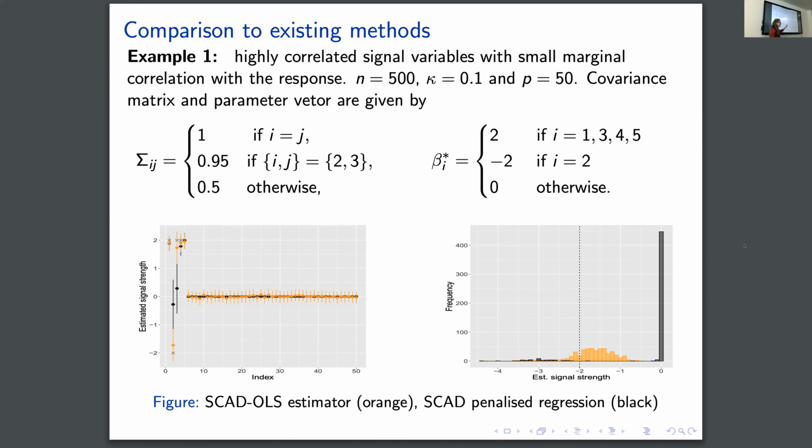So what happens is SCAD, because the variable is weakly correlated with the response, it quite often says, right, this variable is not important, estimating signal strength 0. Our approach didn't do that. You can look at the distribution of estimated values, and you can see that they're quite close to that true value, or at least a lot better than SCAD anyway.